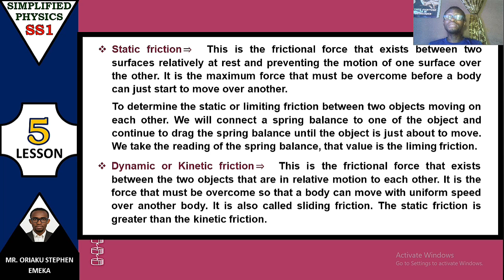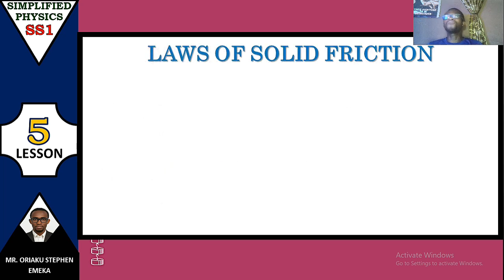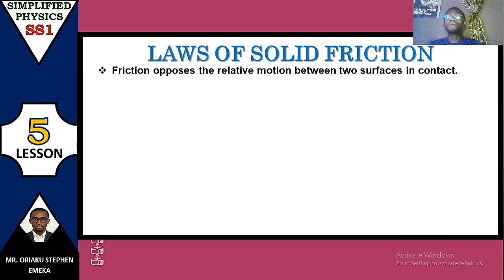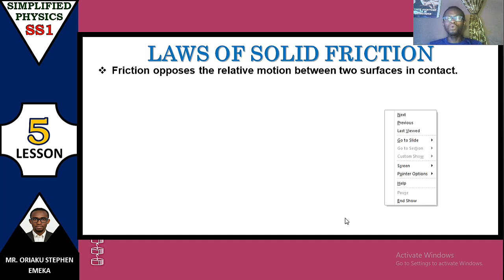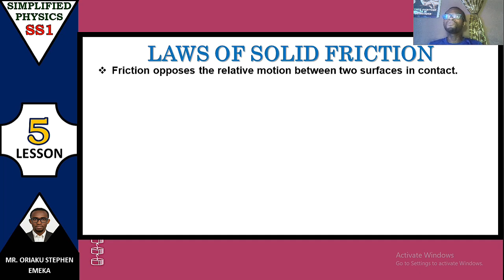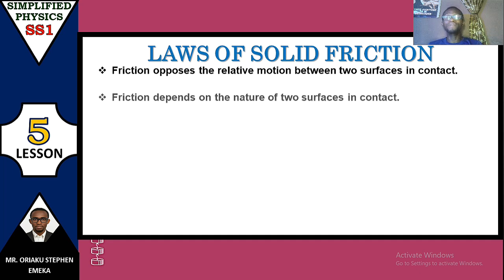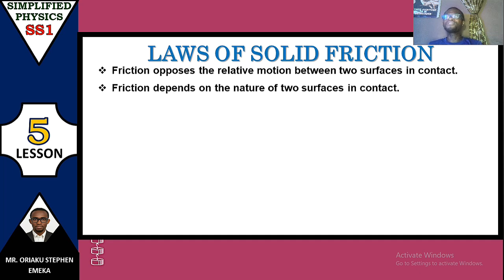Now we should note that the static frictional force is always greater than what? Kinetic or dynamic frictional force. So let's go to the laws of solid friction. The first one is that friction always opposes what? Relative motion between two surfaces in contact, based on what we have said in the definition. The second one says that friction depends on what? The nature of the two surfaces in contact.